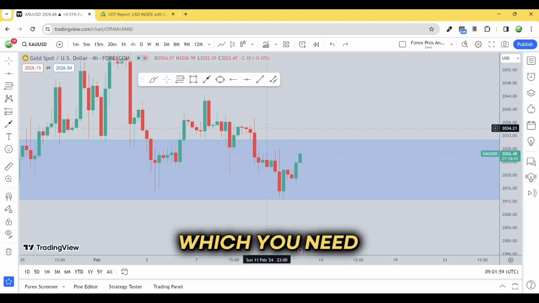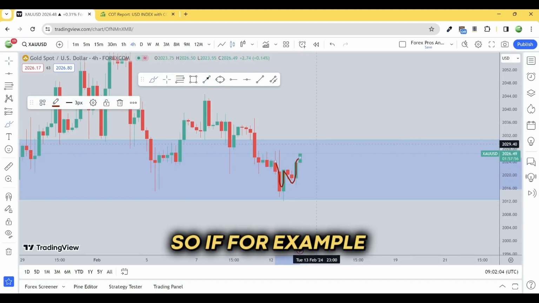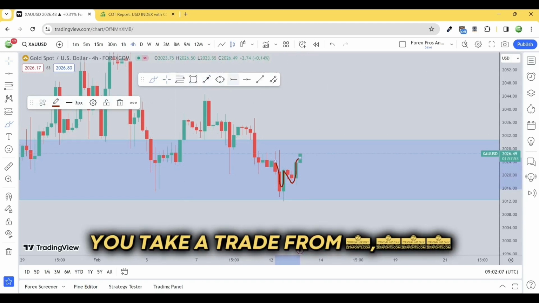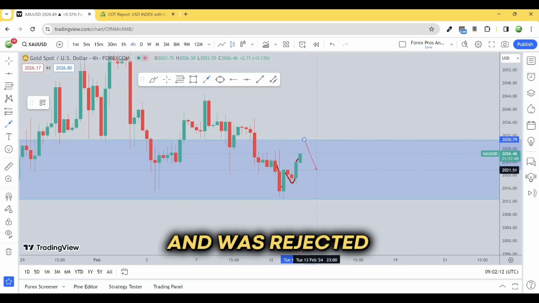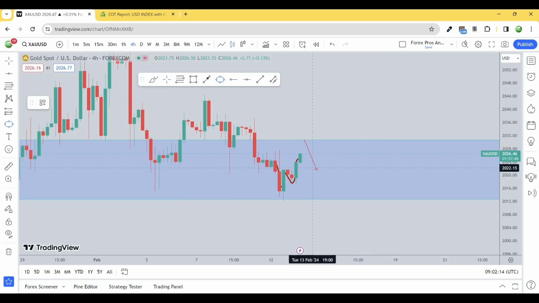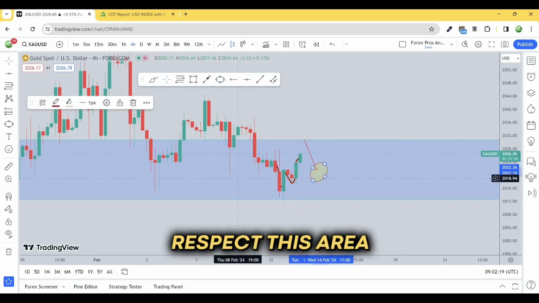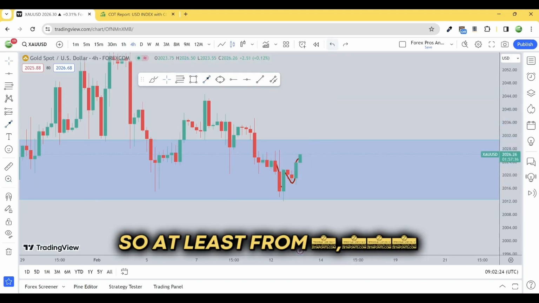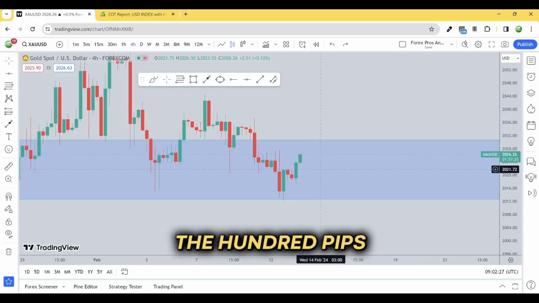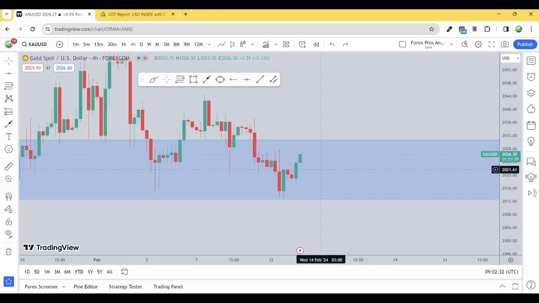Secondly, another thing which you need to consider is that the market currently made a W pattern. So if, for example, you take a trade from 2030 and you see that the market came down and was rejected from 2021 at this area, you need to get out of the trade, because if the market respects this area, then it might go all the way towards the upside. So at least from 2030, you'll have the 100 pips, which is like 60 to 70% confirmed. The rest, the next 100, either you'll get or you'll have to wait. Okay, so this was gold.